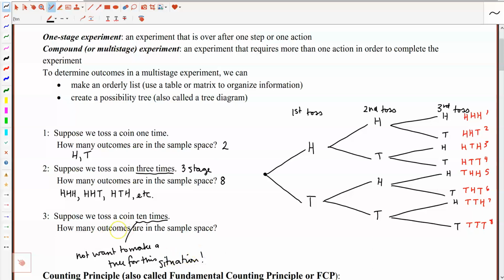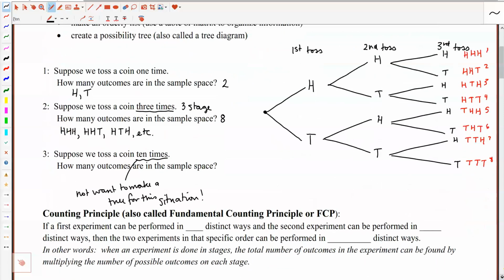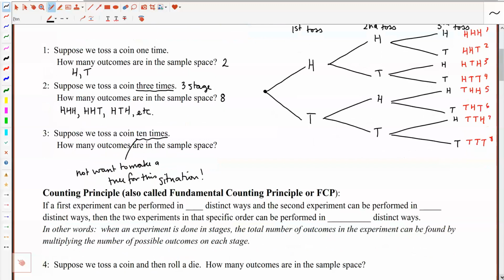I still want to answer the question of how many outcomes are in the sample space, but on this one I'm not going to be able to necessarily draw a tree to visualize it. But the tree kind of helps us internalize what's going on in this counting principle that is going to help us answer this question about how many outcomes are in that sample space. The counting principle, which I've seen in other textbooks called the fundamental counting principle, is so important in order to help us see what's going on when we run experiments. And I'll start abbreviating it FCP for fundamental counting principle.